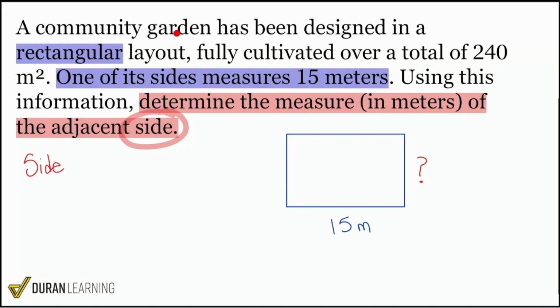A community garden has been designed in a rectangular layout, fully cultivated over a total of 240 square meters. Everybody, even though they didn't say it, what did they just give you with the 240 square meters? This is a test to see who was paying attention earlier in class. Yeah, they just gave you the area.